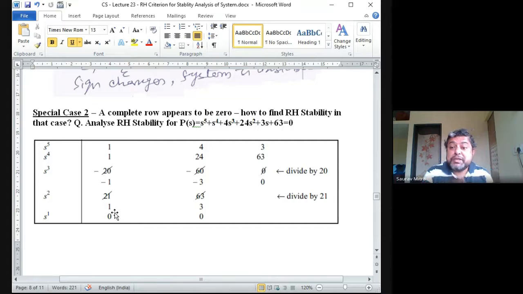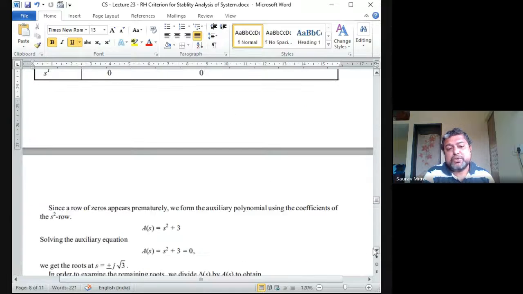But in this case, the special numerical you have to remember, you find that the whole row is becoming 0. So the s^1 row is becoming 0. Then what do you have to do? The special numerical case you have to remember: 1, 4, 3, then 1, 24, 63, s^3. The s^3 row becomes minus 1, minus 3, or 1, 3, same thing. So s^3 and s^2 both have the same elements. Whenever you try to find s^1, that is 1 into minus 3 minus of minus 1 into 3, divided by 1. So it will be 0. And the next element, 1 into 0 minus minus 1 into 0, divided by 1, is also 0. Whenever the whole row is becoming 0, how to solve it?